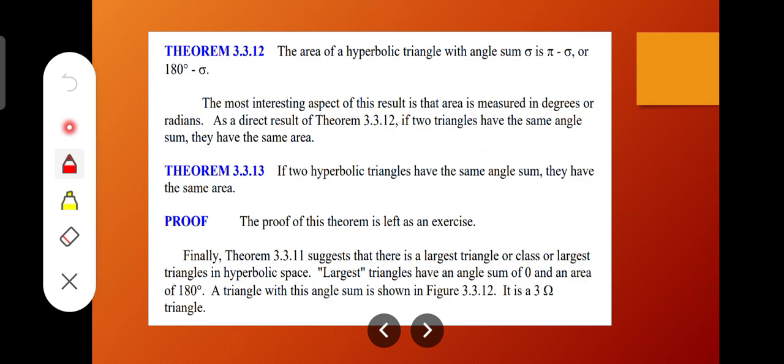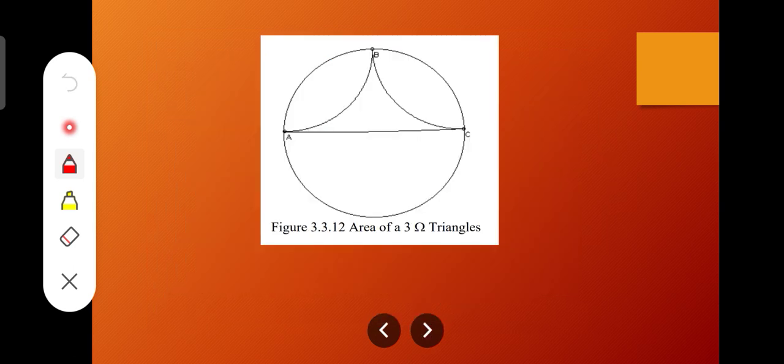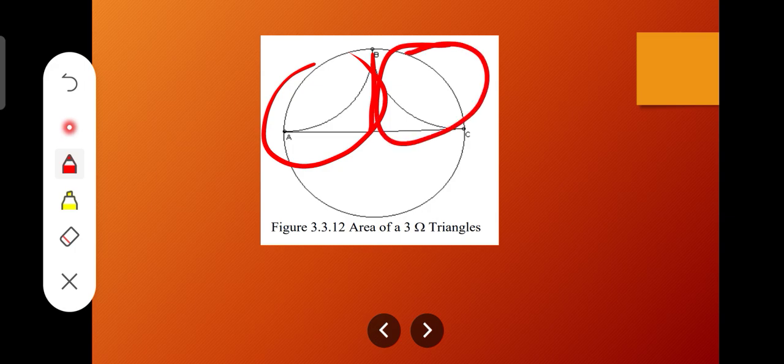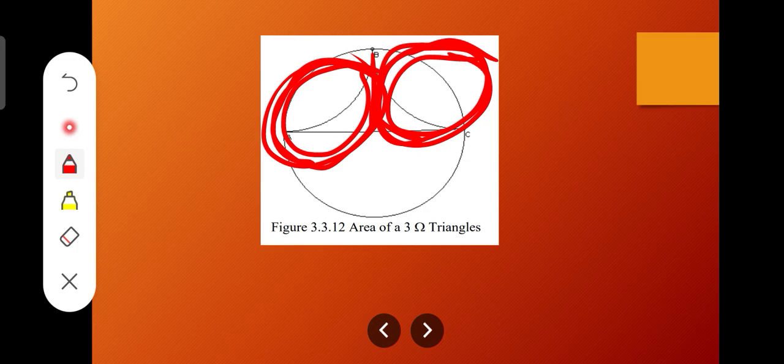And as a direct result of theorem 3.3.11, if two triangles have the same angle sum, they have the same area. So, in 3.3.11, if two triangles have the same angle sum, they have the same area. First, the figure in 3.3.11. If there are two triangles, say for example, this one, they are two triangles. This one, and this one. So, if the sum of the angles of this side is equal to the sum of the angles of this other side, therefore their areas are equal.